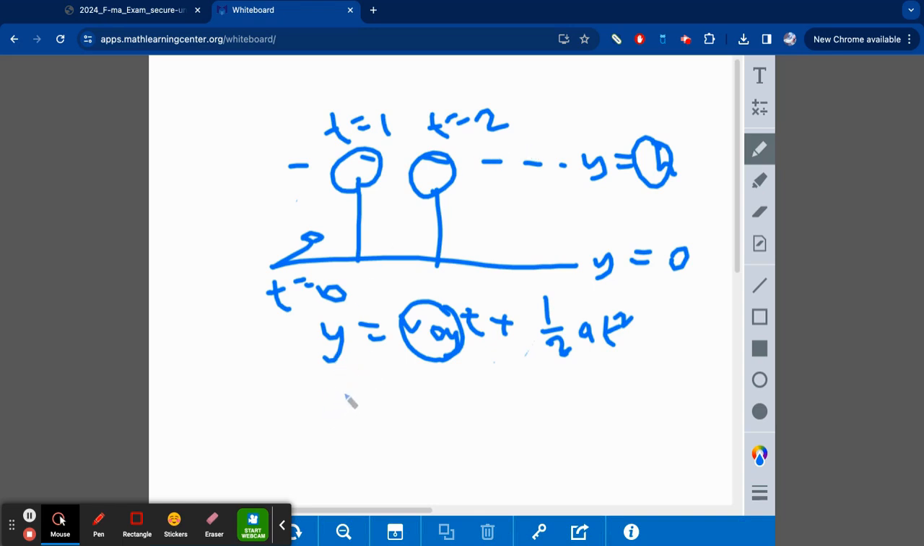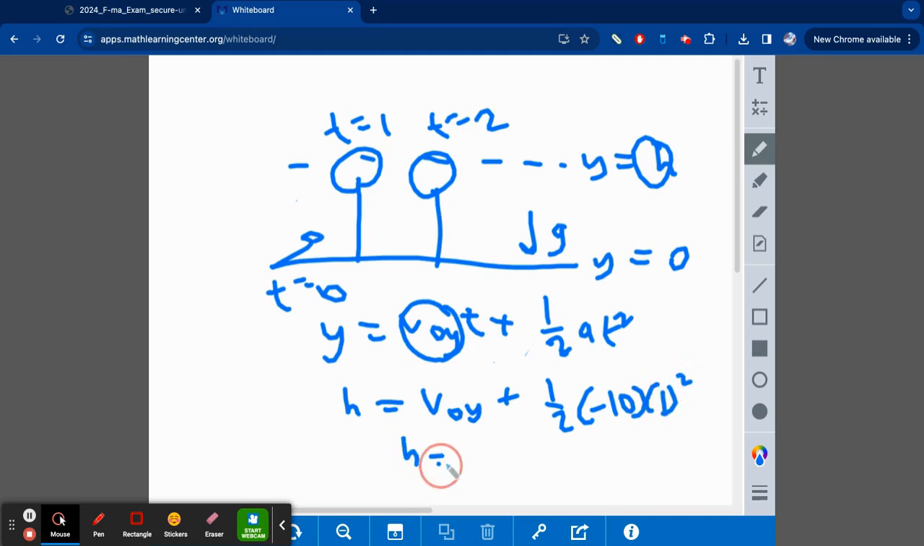So for time t equals 1, it's at height h. Time t equals 1 plus 1/2. The acceleration is constant. It's going to be gravity, so negative g. We chose the upward direction to be positive, which is why we use negative 10 for gravity. So it's just 1 squared. So we get h equals v0y minus 5. And then if we plug in t equals 2, we get h equals 2v0y minus 20.